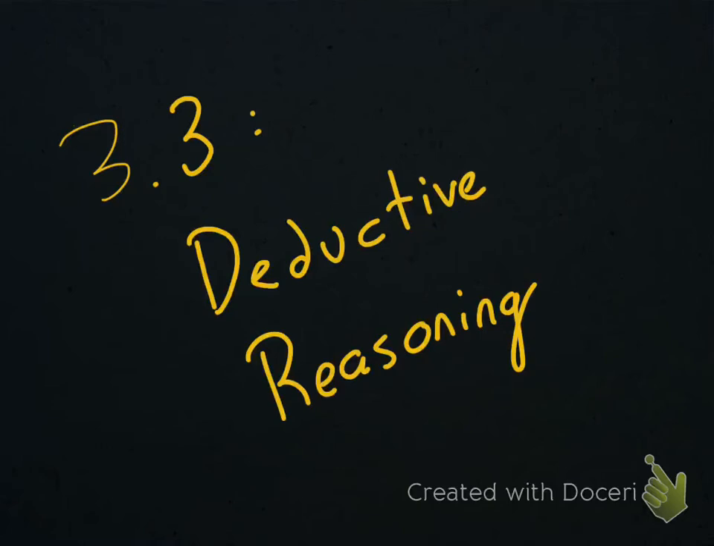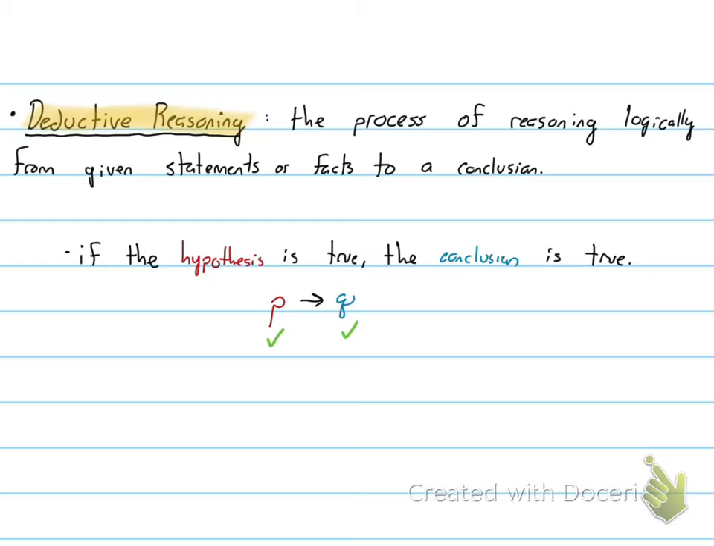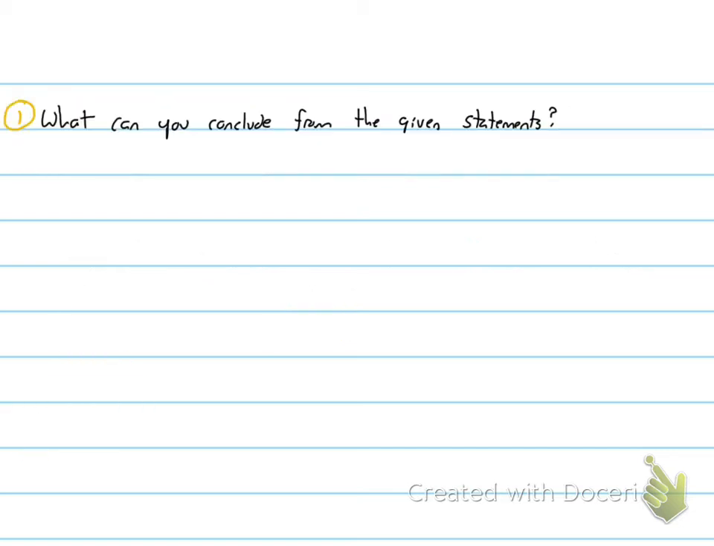In section 3.3, we're going to talk about deductive reasoning. Deductive reasoning is the process of reasoning logically from given statements or facts to a conclusion. So if the hypothesis is true, we can assume that the conclusion is true. So if P is true, then Q should be true. That is technically called the law of detachment.